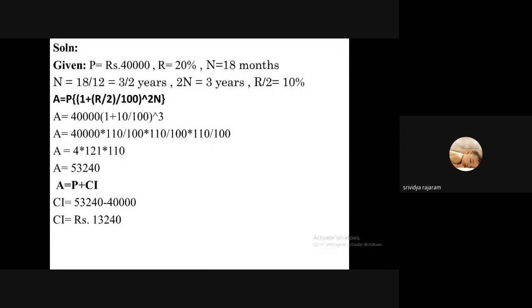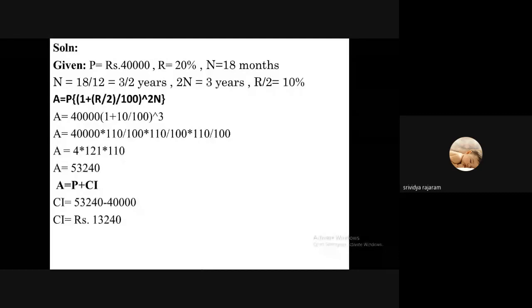So 18 by 12 is nothing but 3 by 2 years. So N is nothing but 3 by 2 years. Then further, we have to find the value of R by 2. Because the 20% rate is for 1 year, but for half year it is half of that. So R by 2 is 20 by 2, which is 10% for half year. And in the half-yearly formula, we multiply N by 2. So 3 by 2 years is N, and 2N is nothing but 3 years.